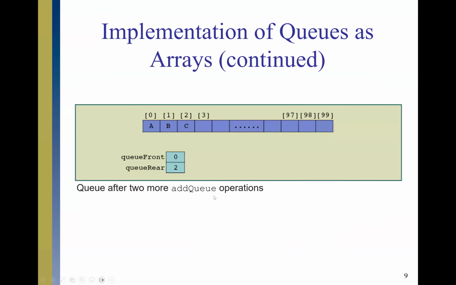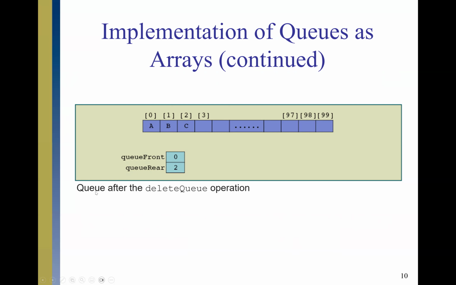So this is an example of an array implementation of a queue. The first element, A, is at index 0, and the last element will be at index 99. So this means the queue size is 100. Now the queue front will be 0, element A. Here we have only 3 elements, so the queue rear will be 2, index number 2.